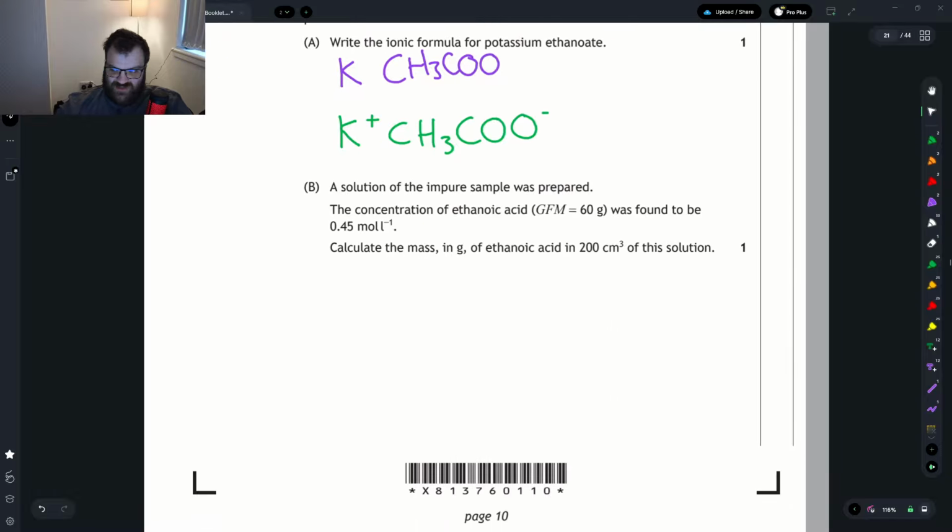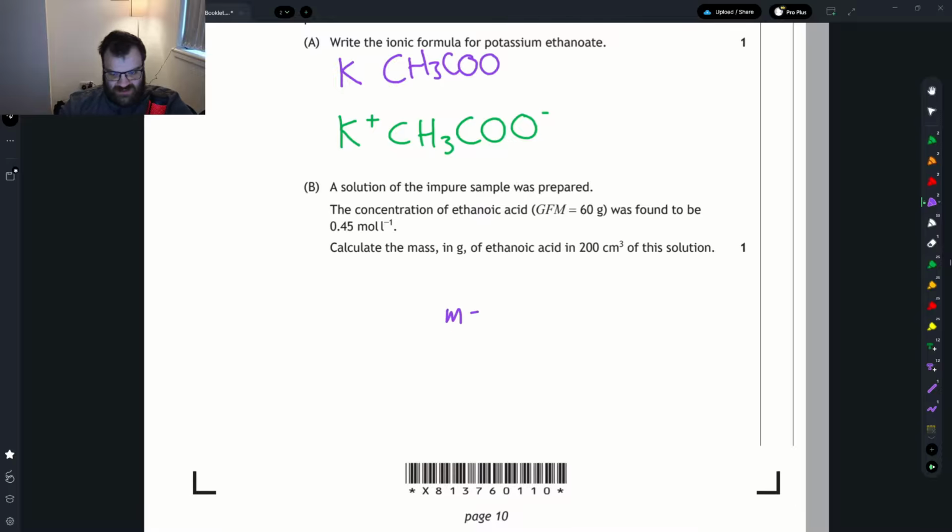Next, we're asked to calculate a mass, given some bits of information. So we've got a concentration, and we're asked to calculate the mass. So we want to get to mass. Now, how do you get mass?